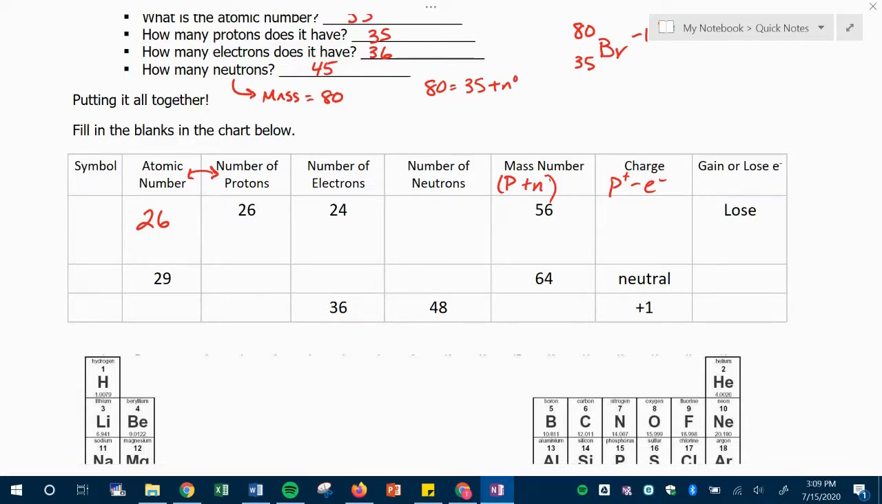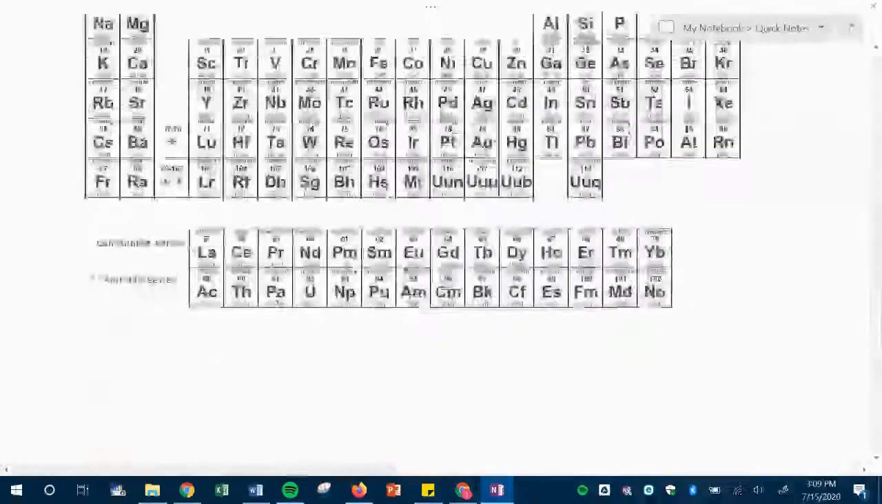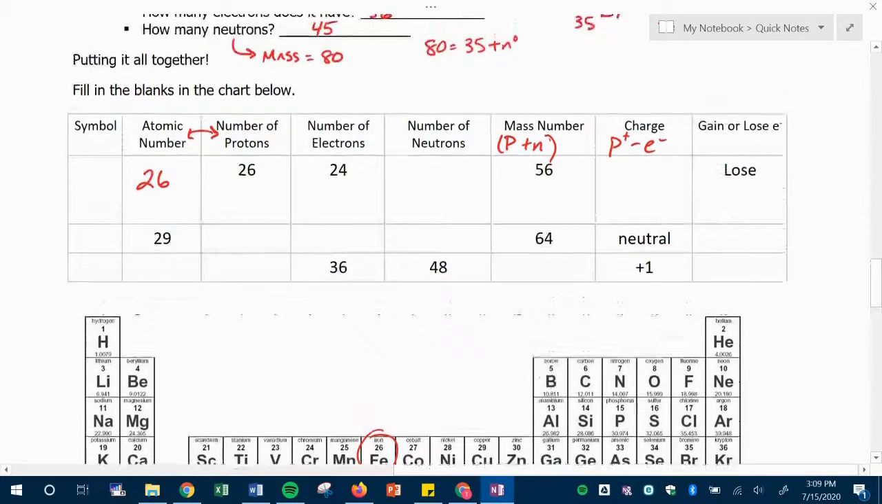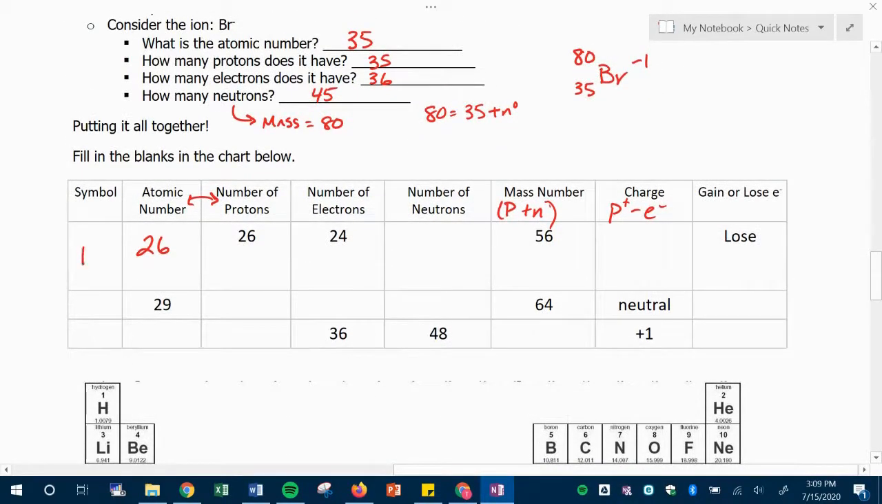Now we can look at the periodic table and see what element is element number 26. And there it is, Fe, or iron. So under symbol, we can write Fe. Then our next step should be looking at our number of neutrons.